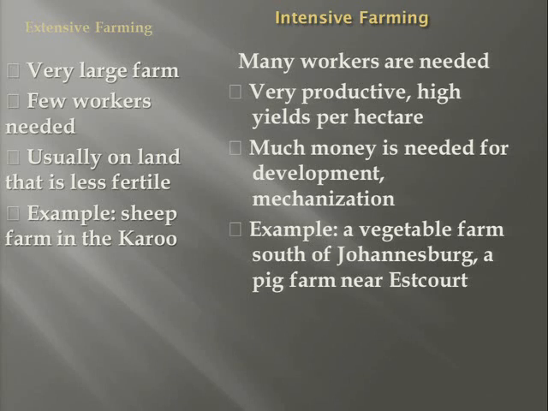But intensive farming, here you have many workers. These farms are very highly productive. Much money is needed for development, and they use machines. An example would be a vegetable farm south of Johannesburg or a pig farm. You see, intensive farming means there's more production. Extensive farming means there's little production happening there. Fine, let's go on.